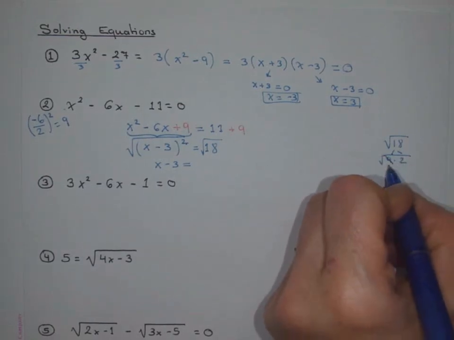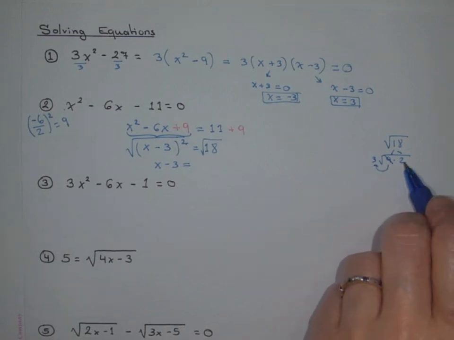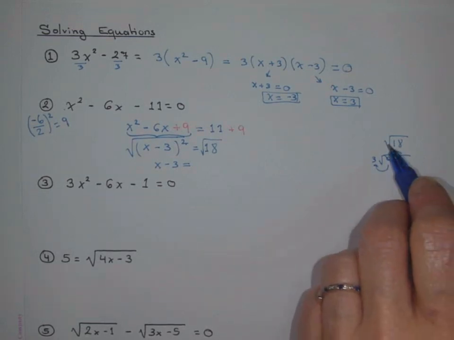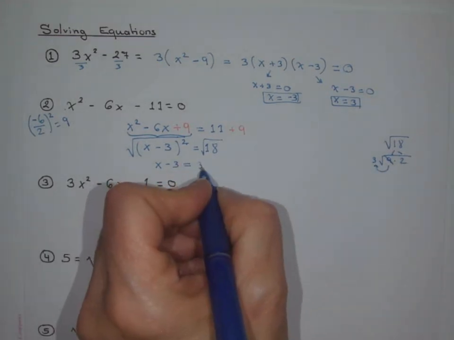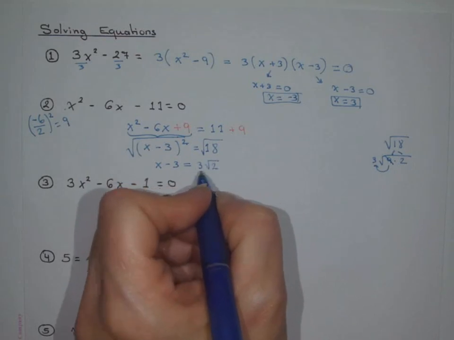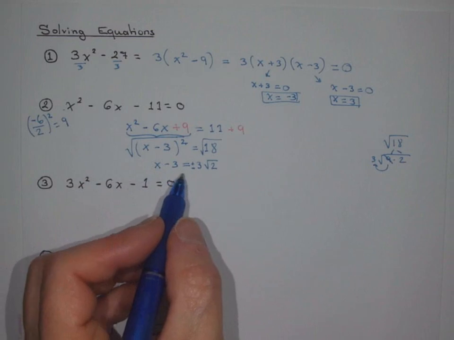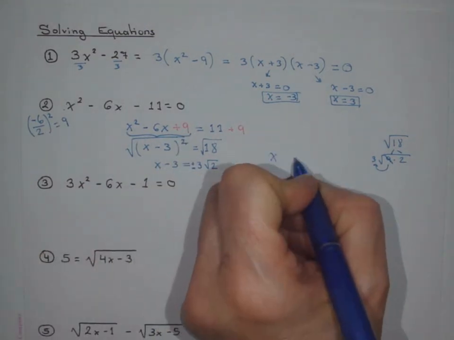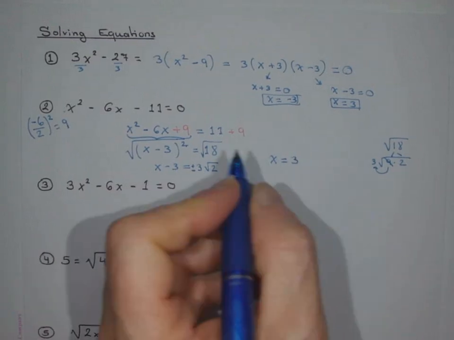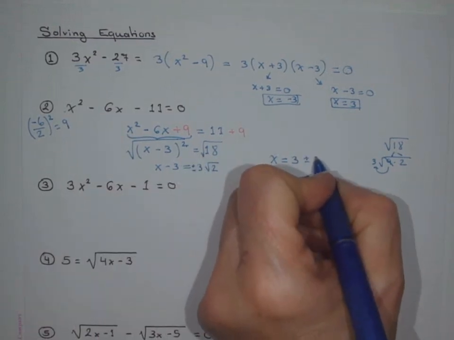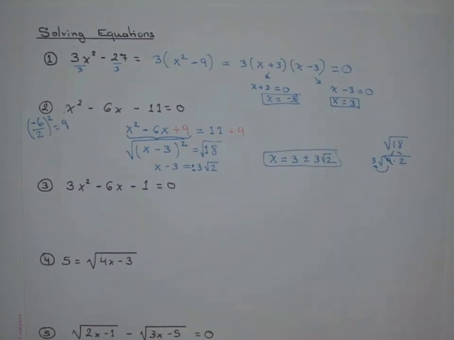9 is a perfect square, so it comes out of the square root as a 3. And the 2 is not a perfect square, so it stays in the square root. So the square root of 18 becomes 3 times the square root of 2. So 3 square root of 2. And it becomes a plus and a minus. And now we just have to add 3 to both sides, and the final answer becomes x is equal to, when I'm adding 3, that becomes a positive 3, and then plus or minus 3 square root of 2. And that will be our answer here.